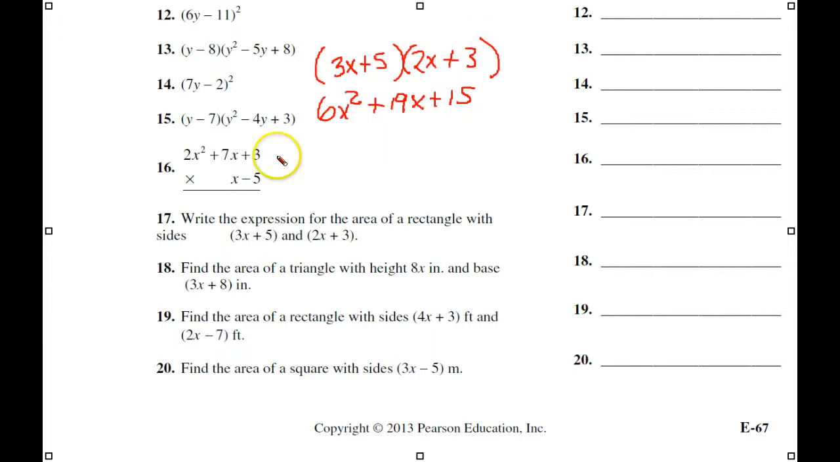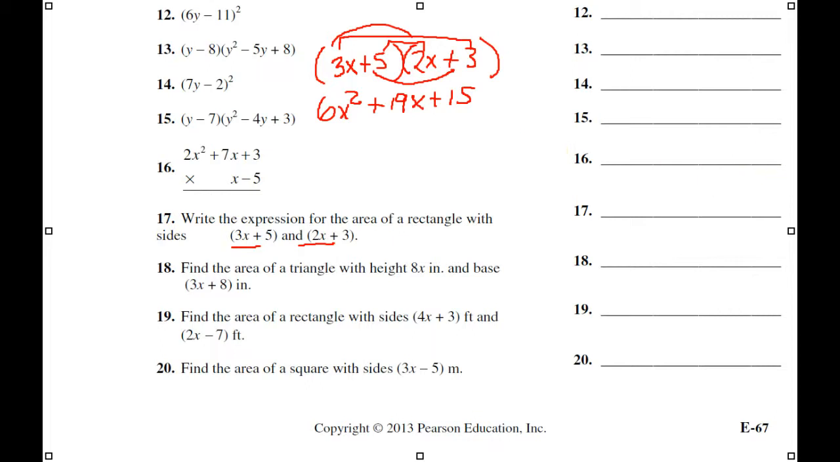Okay. In number 17, they're asking us to find the area of a rectangle, which is length times width. So I just FOILed that. This is my 6x squared. Now my outers were 9x. My inners were 10x, adds up to 19x. And my last were positive 15.